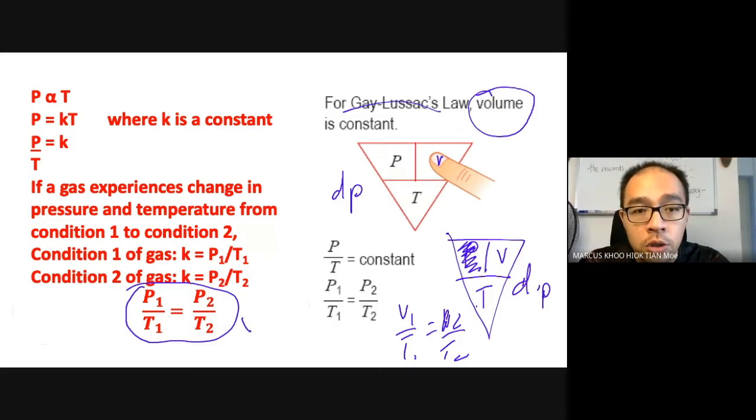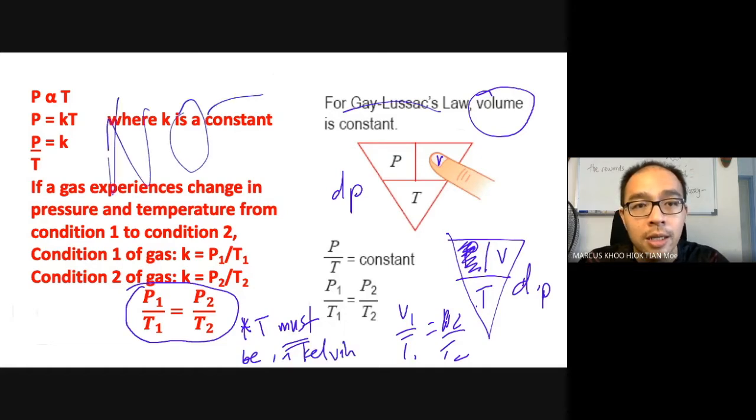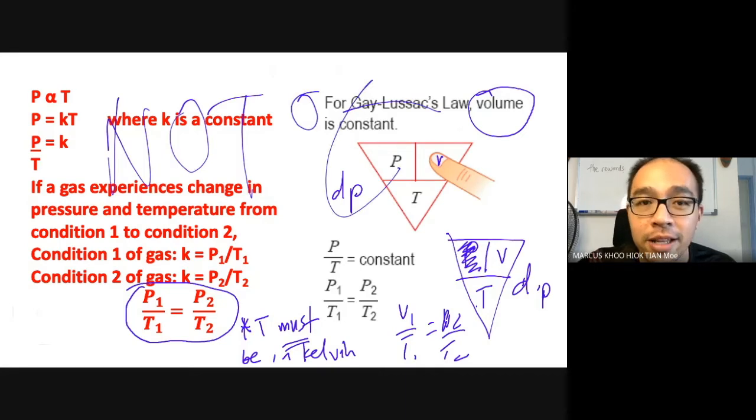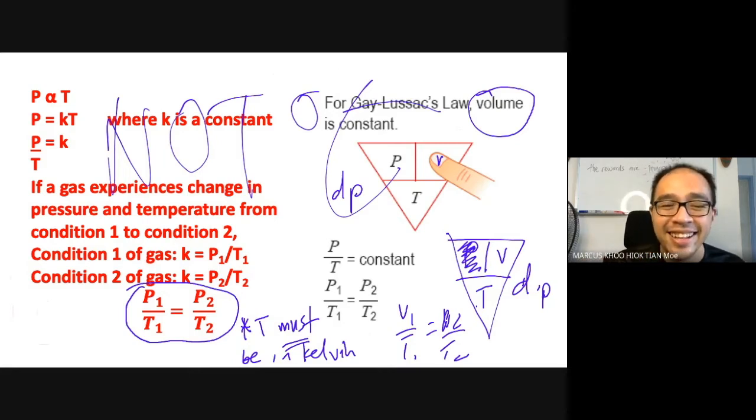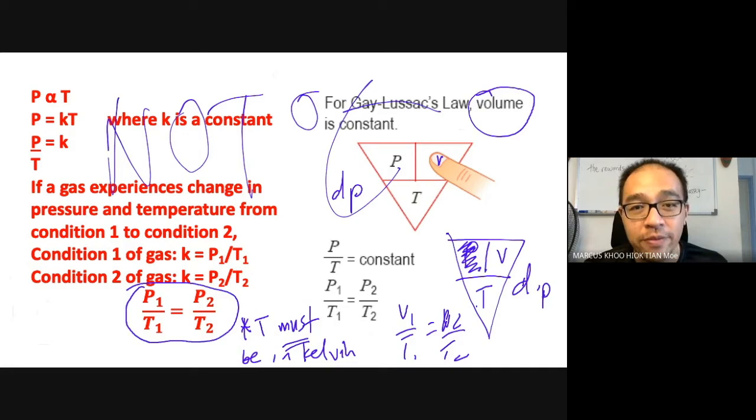Again, make a note in your module that temperature must be in Kelvin, not degrees Celsius. I'm going to write this very big because time and again people will always forget this. So please be aware of this. Temperature needs to be in Kelvin, not degrees Celsius. It's just an extra step. It's not that difficult, just have to remember.